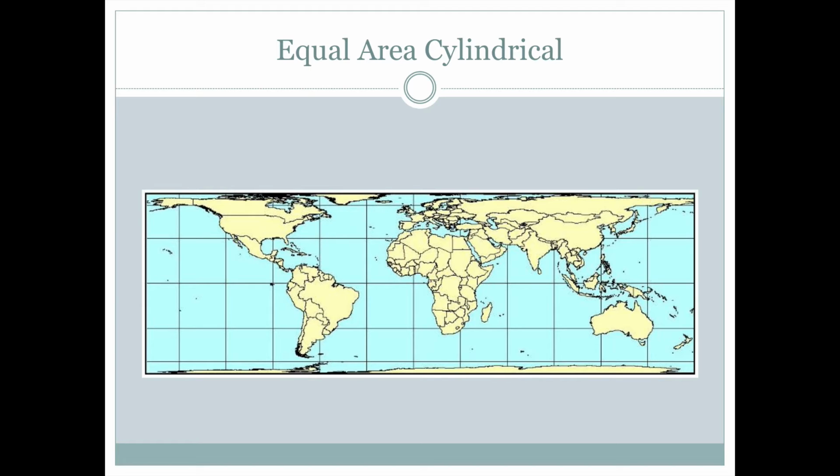This is called an equal area cylindrical projection because the globe was first projected onto a cylinder, and then that cylinder was flattened out. So the line of zero distortion here would be the equator because this is a normal cylindrical map projection.